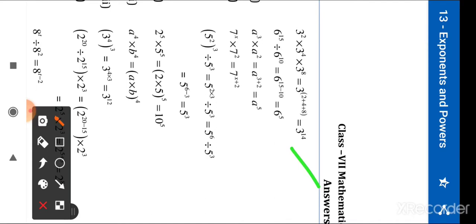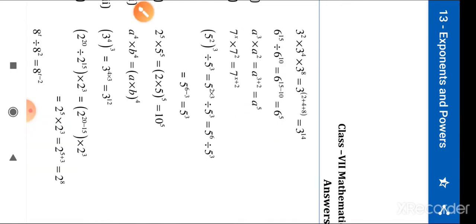Our second question is 6 raised to the power 15 divided by 6 raised to the power 10. When bases are same, powers are different and the numbers are in division, then powers get subtracted. So our answer becomes 6 raised to the power 5. Our next question is a raised to the power 3 multiplied by a raised to the power 2. Here our bases are similar but powers are different. So we can add both the powers and our answer becomes a raised to the power 5. In this manner you can solve the remaining part of this question.